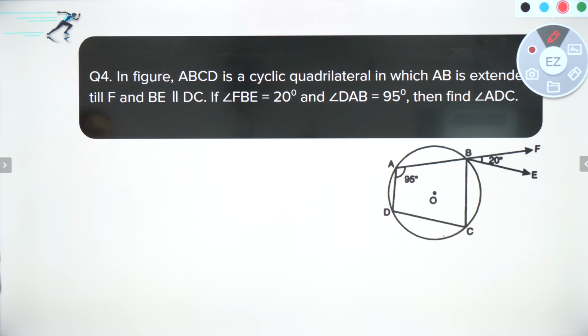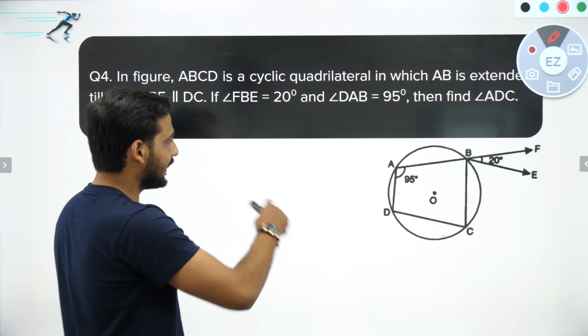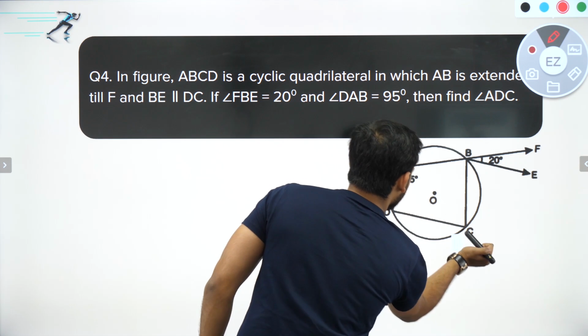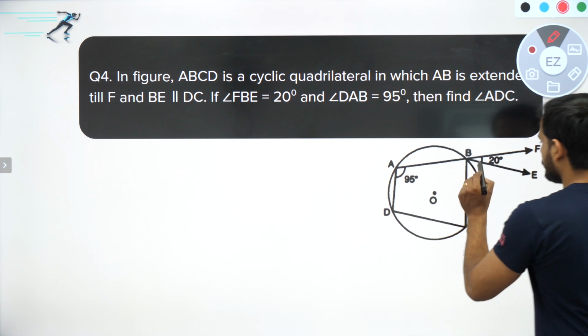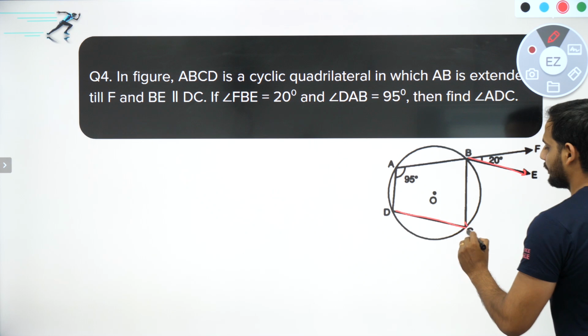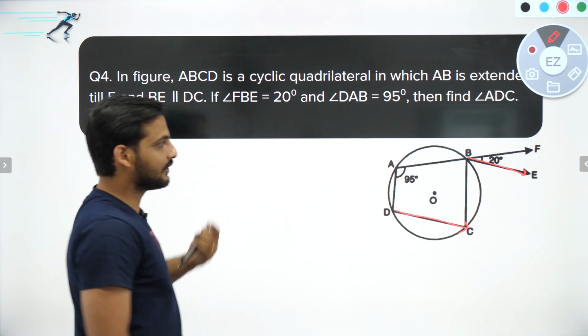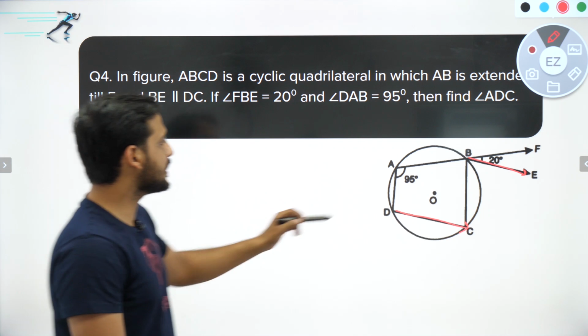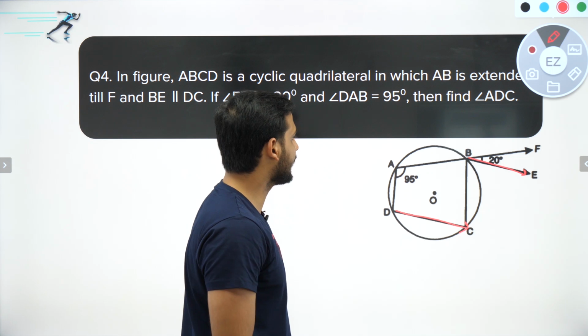In the figure, ABCD is a cyclic quadrilateral. Yes, we can see that. AB is extended till F. And BE is parallel to DC. So this BE and this DC, they both are parallel. Keep this in your mind because extra information will always be used somewhere. If angle FBE is 20 degrees and DAB is equal to 90 degrees, find angle ADC.